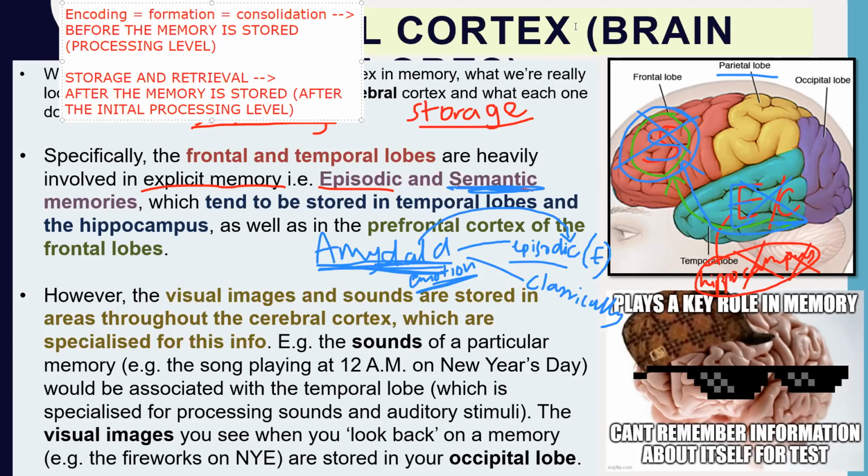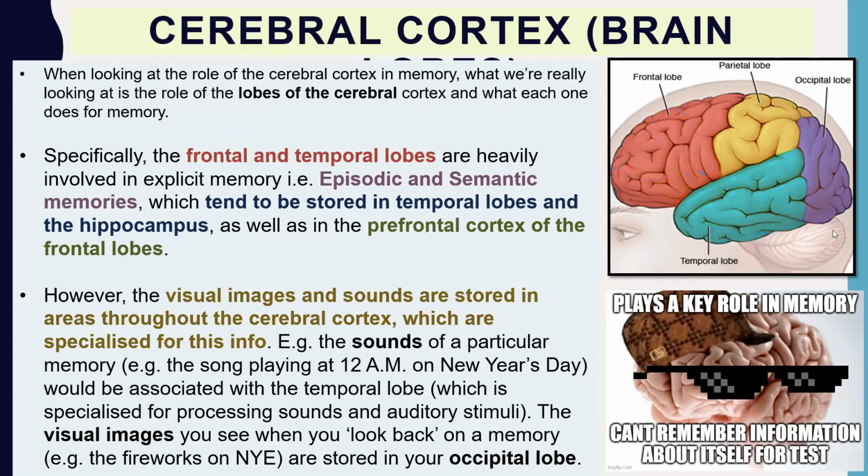Okay, so that's the cerebral cortex. Just in very, very brief summary, the temporal lobes are involved in the encoding, the formation, the consolidation, whatever you want to call it, of explicit memories, whether that's an episodic memory or a semantic memory. And those memories are then stored in the frontal lobe of the brain. Okay, that's the basic idea. Guys, in an exam question, they don't always refer to the lobes. They might just refer to it as the cerebral cortex.